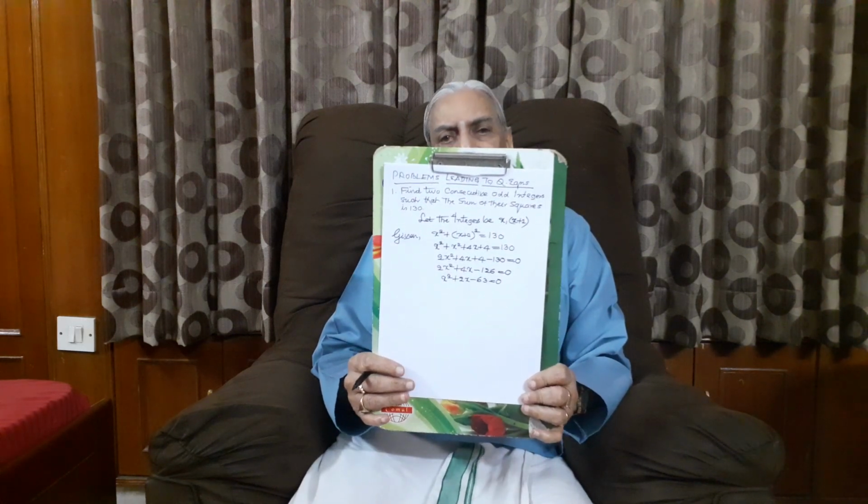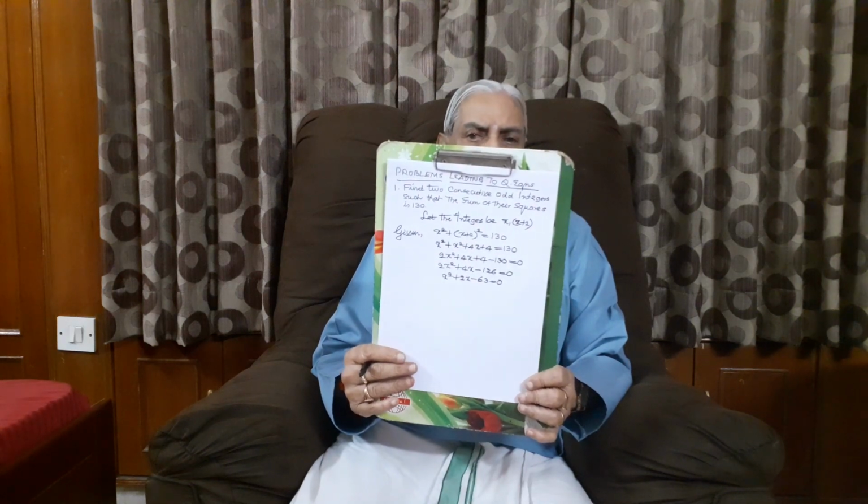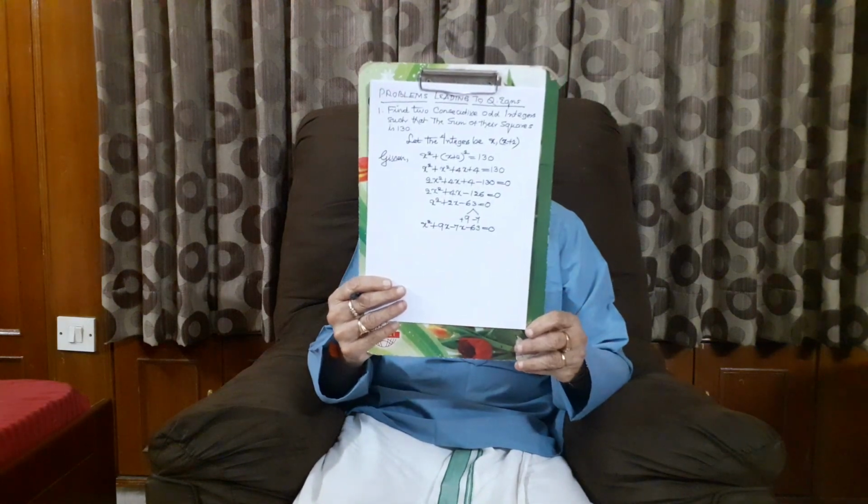The last term is negative. So what should come? Two numbers, one should be positive and the other negative. Am I right? And then it is very easy. 9 7s are 63, plus 9 minus 7. So write it: x square plus 9x minus 7x minus 63 equals 0. I have split this one. Then group them and factorize. You know how to group. You just write, I do it in the same way as I have said.